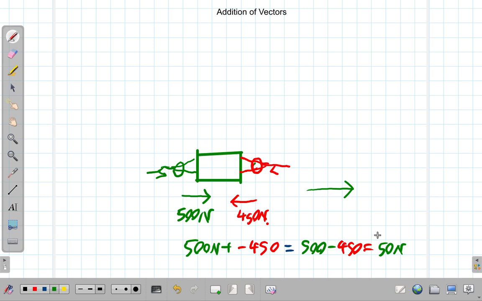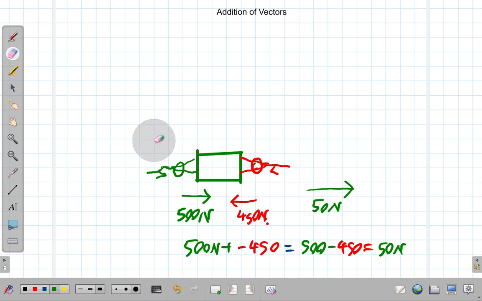So 450 will cancel out 450 of the 500, leaving 50 left over. And then what you have is equivalent to 50 newtons acting to the right. So that's what you have. So that's the case in this. You have 500 minus 450, which is 50 newtons.